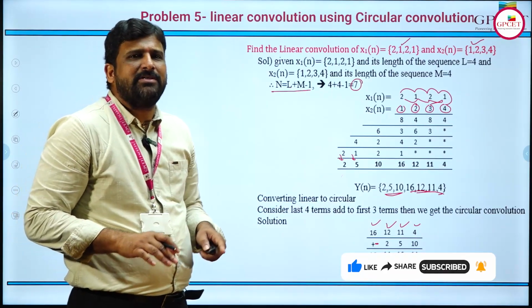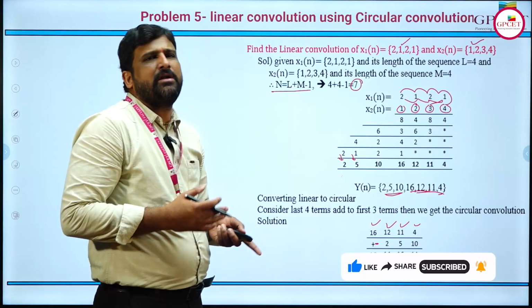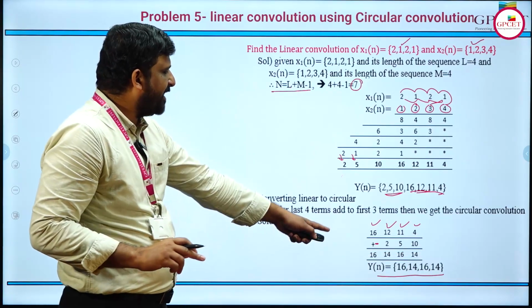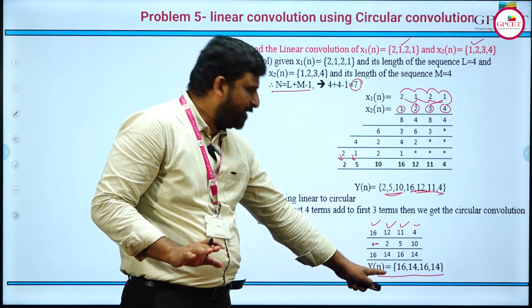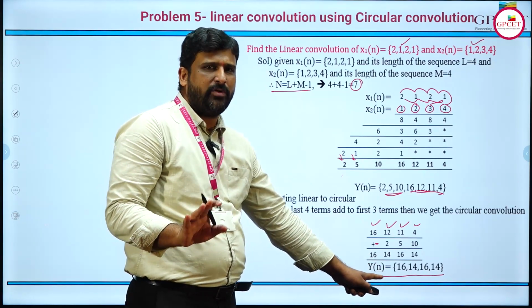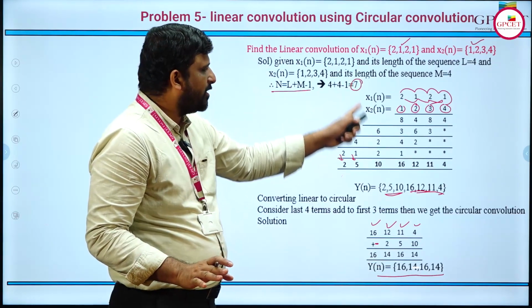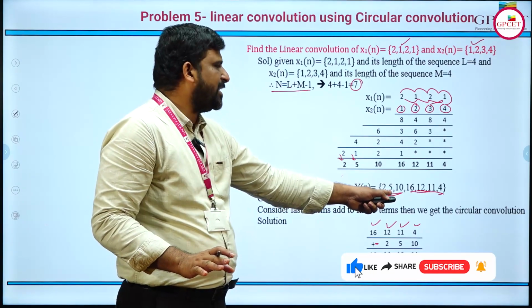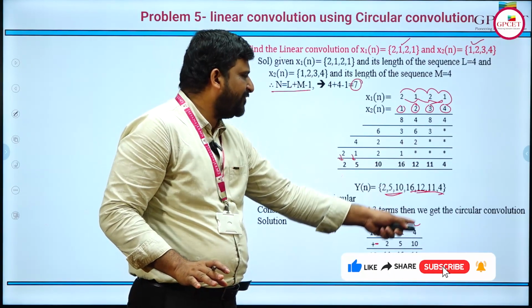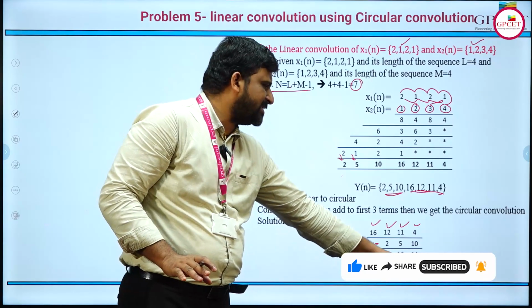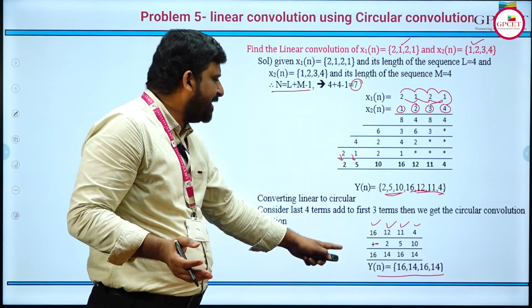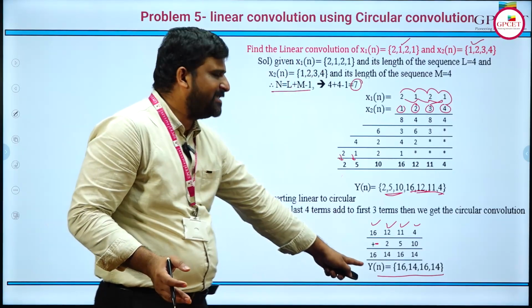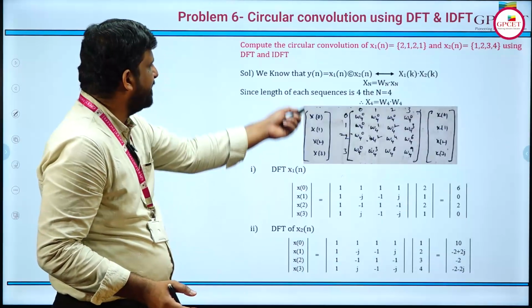So here you will get a doubt, sir, whether it will be correct or not. For this only I have taken another example. If I do the same thing in the circular form, I should get the same answer. I think you got the clarity. So with linear convolution, I got the answer. With the help of this linear convolution answer, I have converted it and found the circular convolution answer, which is 16, 14, 16, 14. So here I want to clarify, if I do the same thing in the circular form, I should get the same answer. So for that I have taken this example.